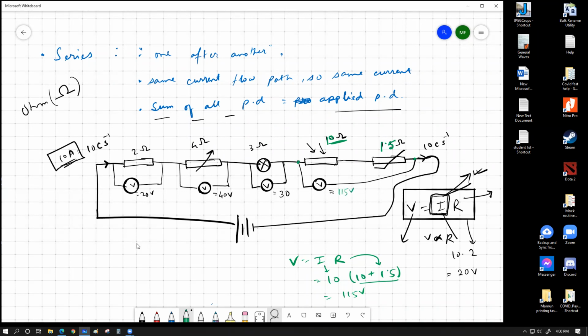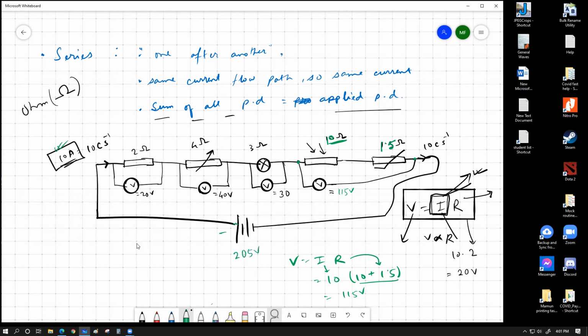Now here is the individual breakdown of the individual voltages, where we had 10 ampere available. If you add up all of these voltages, how much do we get? 20 plus 40 plus 30 plus 115. So that is 60, 90, 115 means 205. 205, right? Yes. So this battery must be a source of 205 volt.